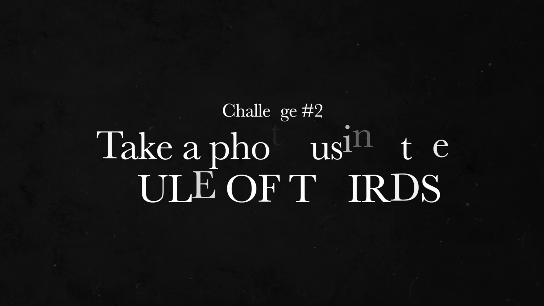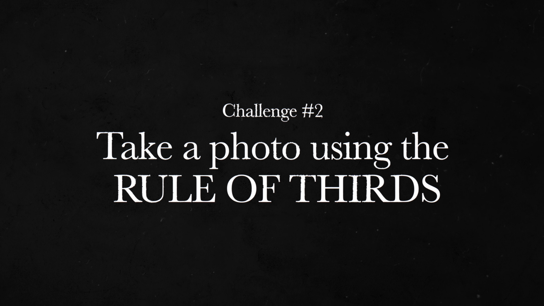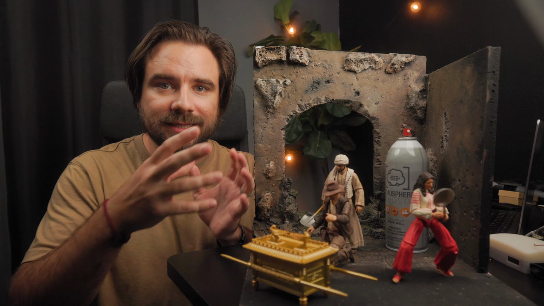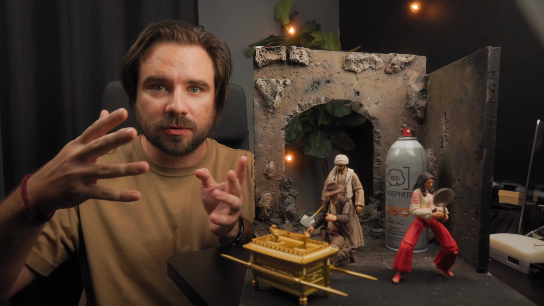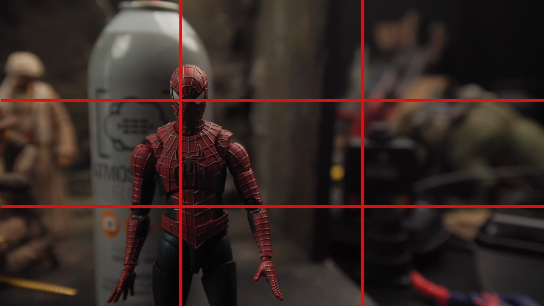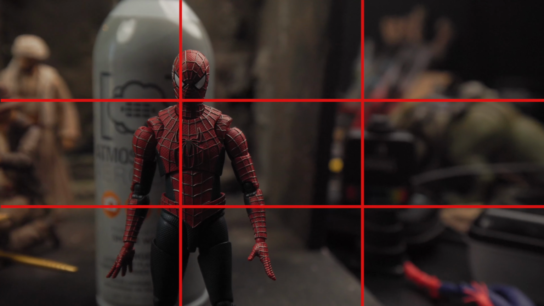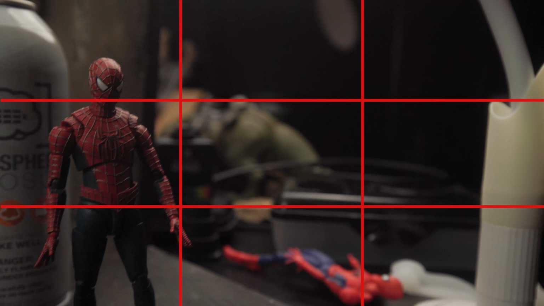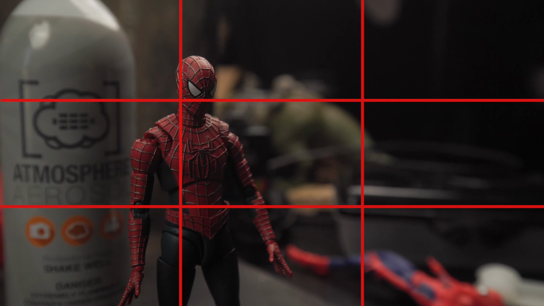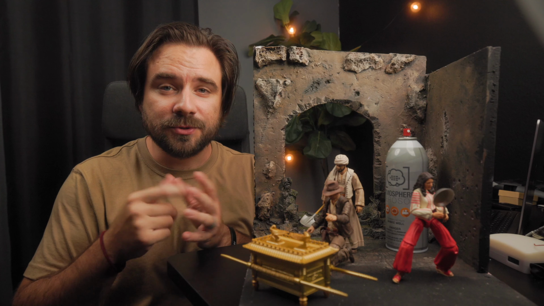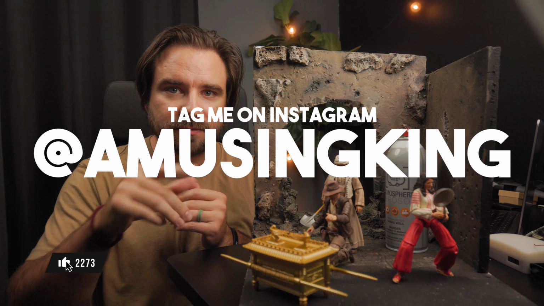So part two and the main challenge is to take a photo using the rule of thirds. Set up your scene how you normally would, whether it's with figures or people or objects. You can look at it and then just align your main subject onto one of the points. And then maybe if there's an extra character or something, you can align that to another point like I did in mine. If you do this and you post something, tag me at AmusingKing.